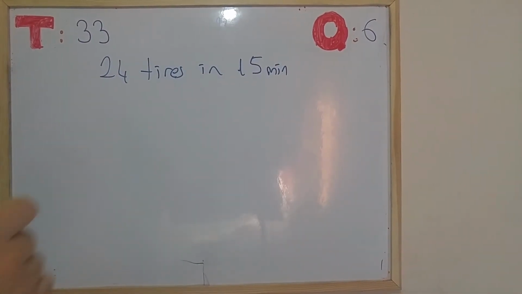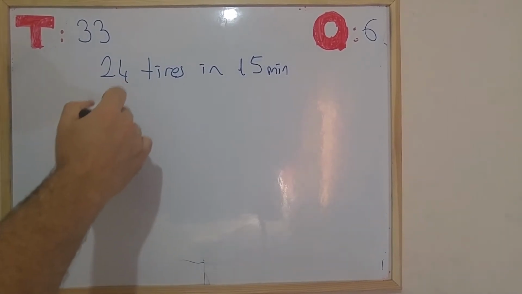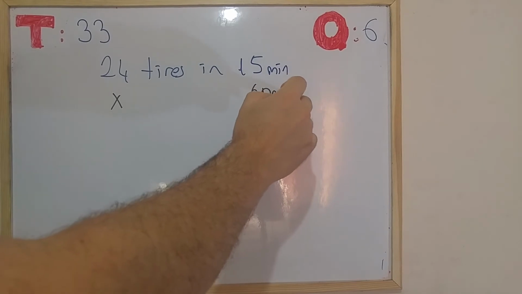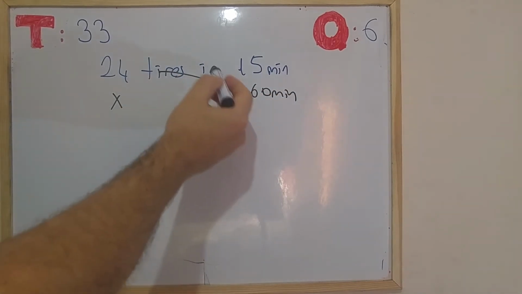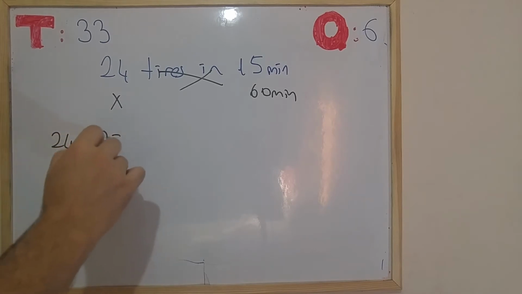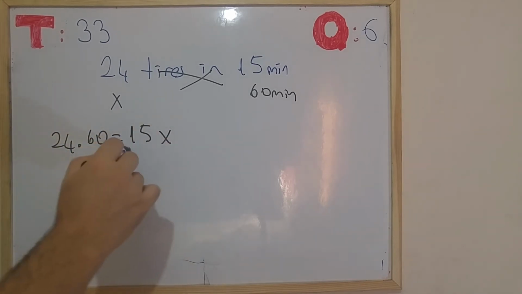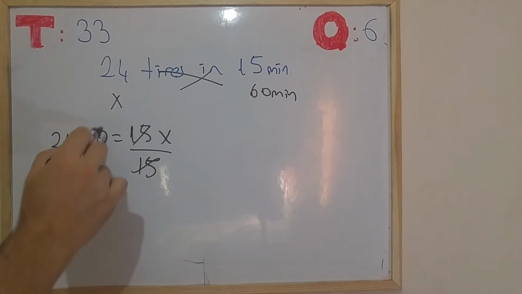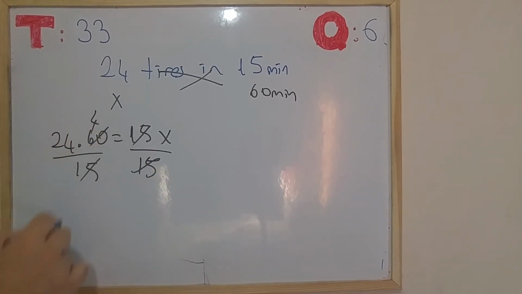24 tires in 15 minutes, and how many tires would he change in 1 hour, which is equal to 60 minutes. So let's do the operation. 24 times 60 is equal to 15x, dividing each side by 15. This is going to be 4, this is going to be 1, so X is going to be equal to 24 times 4, which is equal to 96.